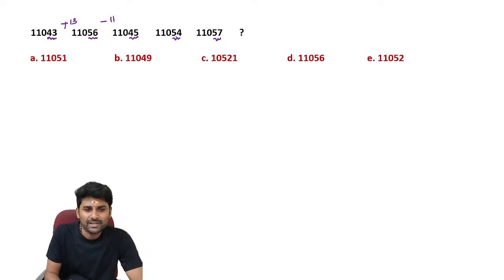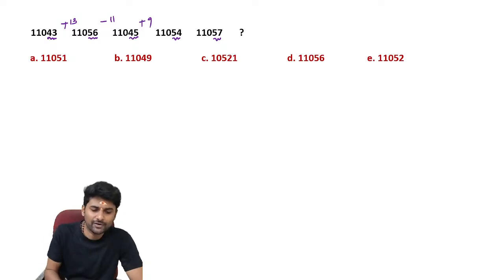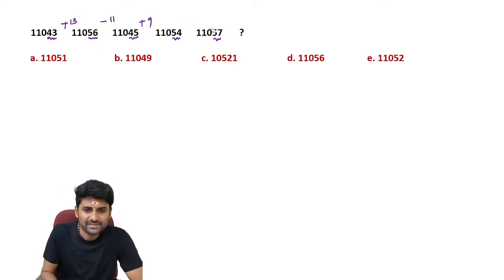Now next, 45 and 54. It increases by 9 units: 45 plus 9 is 54. And 54 and 57, if you observe, again we add 3 units. Guys, it's not 57, it's 47. It's a print mistake. So with 47, again it is subtracted, so the subtraction of 7 units.